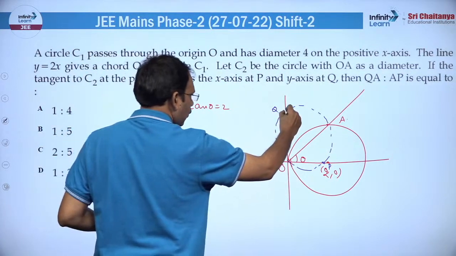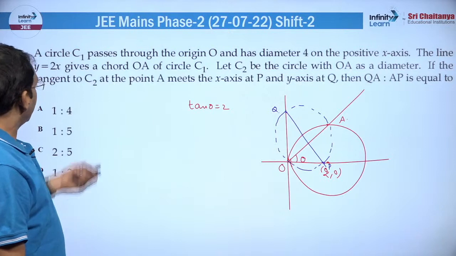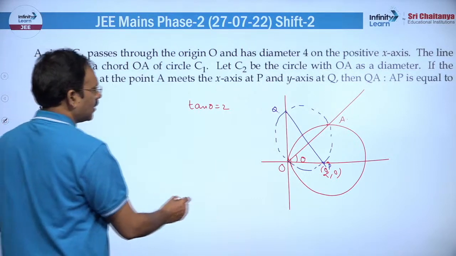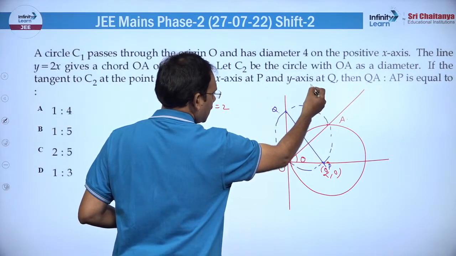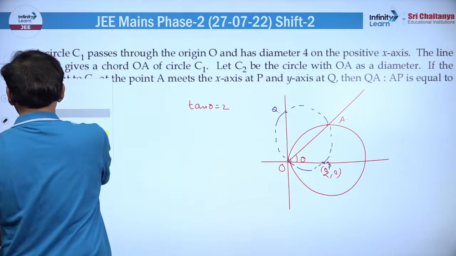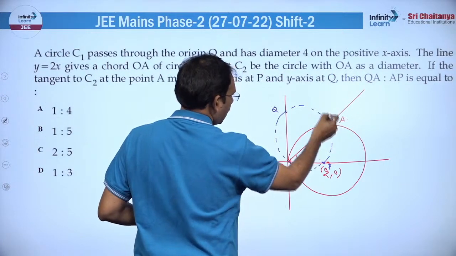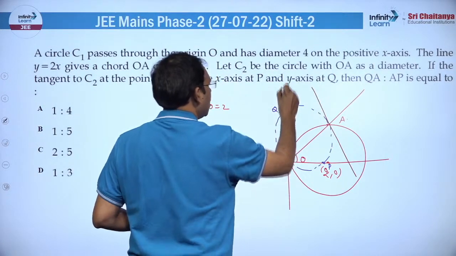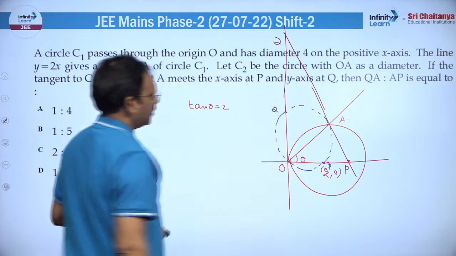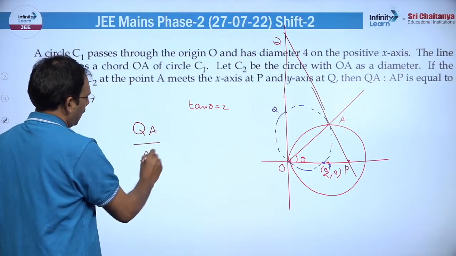So this is the figure that you are going to get here. Now he is asking, if the tangent to C2 at the point A meets the coordinate axes at P and Q respectively, he wants QA by AP.